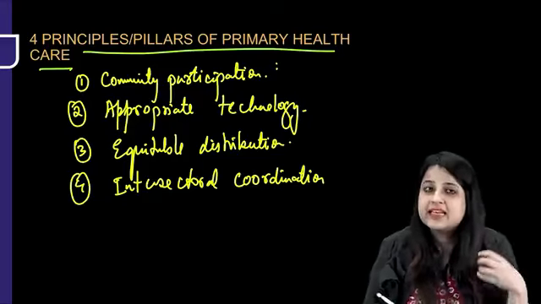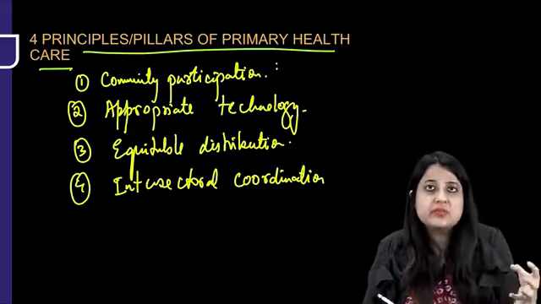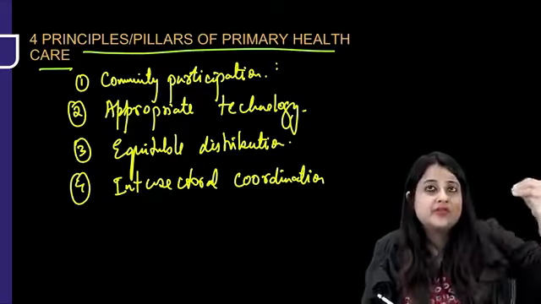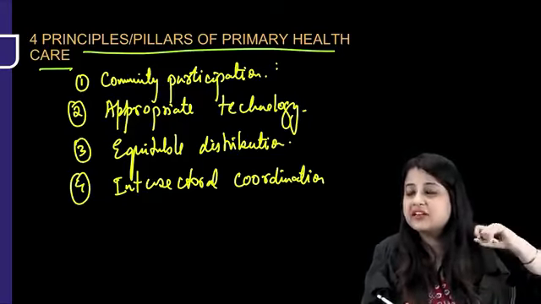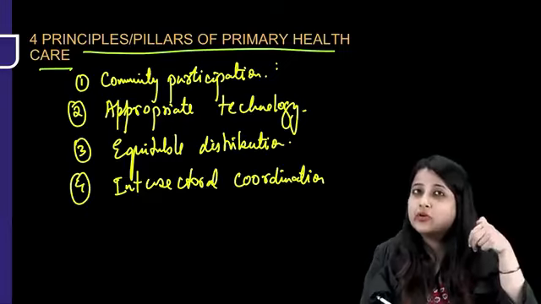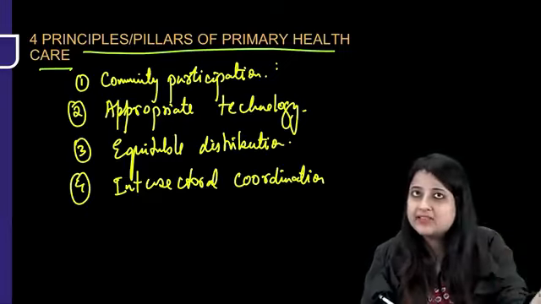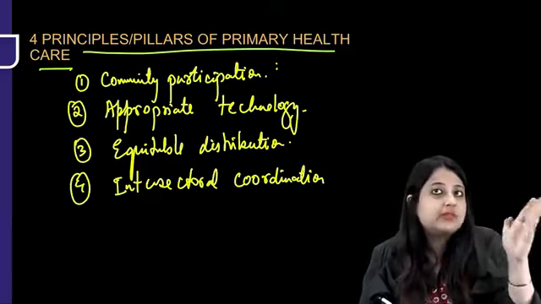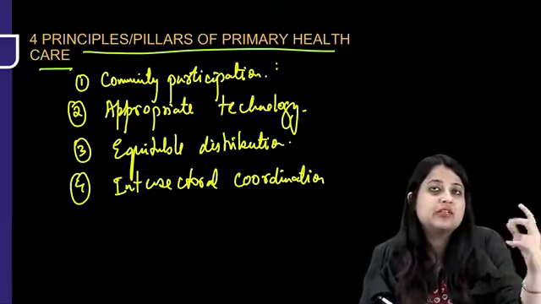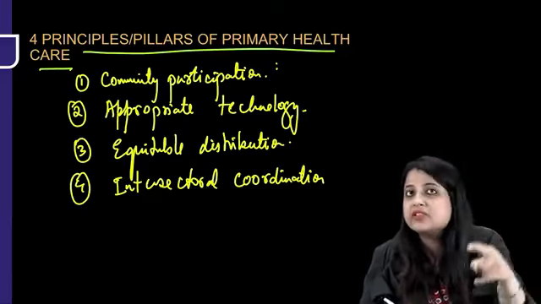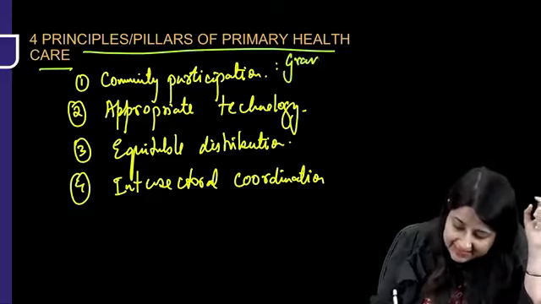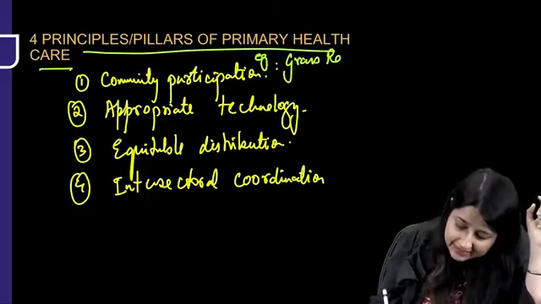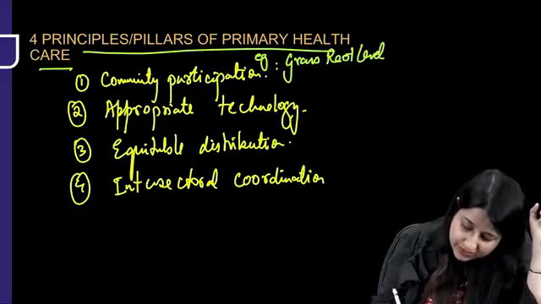So it is based on the principle of community participation. That means, see, if I want to bring a change in a community, I need a person from that community to help me out. If I go to a community and tell them, get your children vaccinated, they don't know me, so they'll say, okay doctor, and that's the end of it. But if somebody from the community tells them to do this, they will listen because they know that person belongs to their community. So an example of community participation is asked in the exam. The example is grassroots level workers.